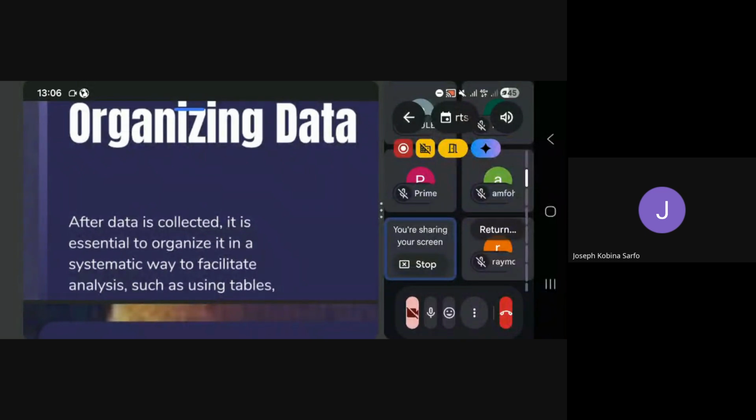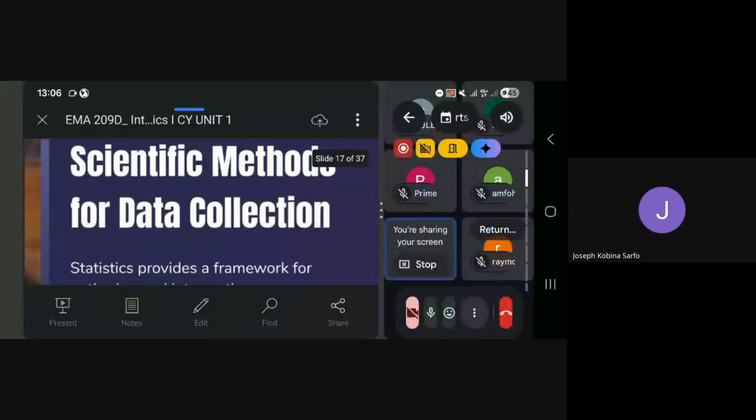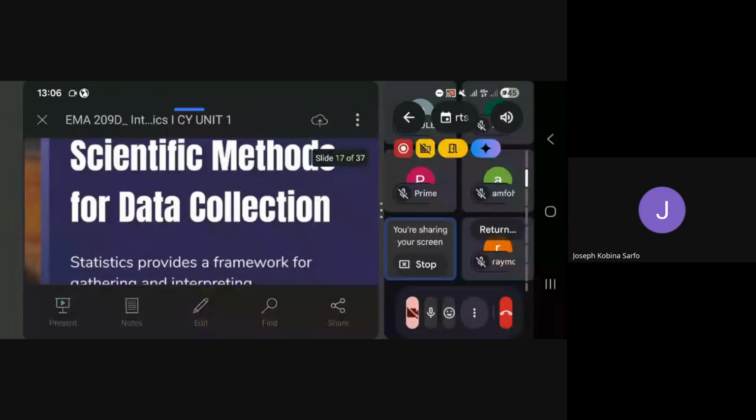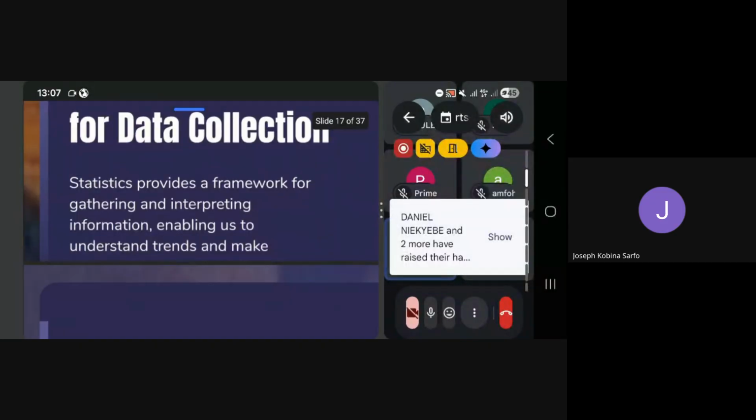But I didn't ask this question. With respect to the collection of data, what are some of the ways that we collect data? What are some of the ways that data can be collected? I want to conduct a particular research. What are some of the various ways I can collect data? Yeah, Daniel, please.